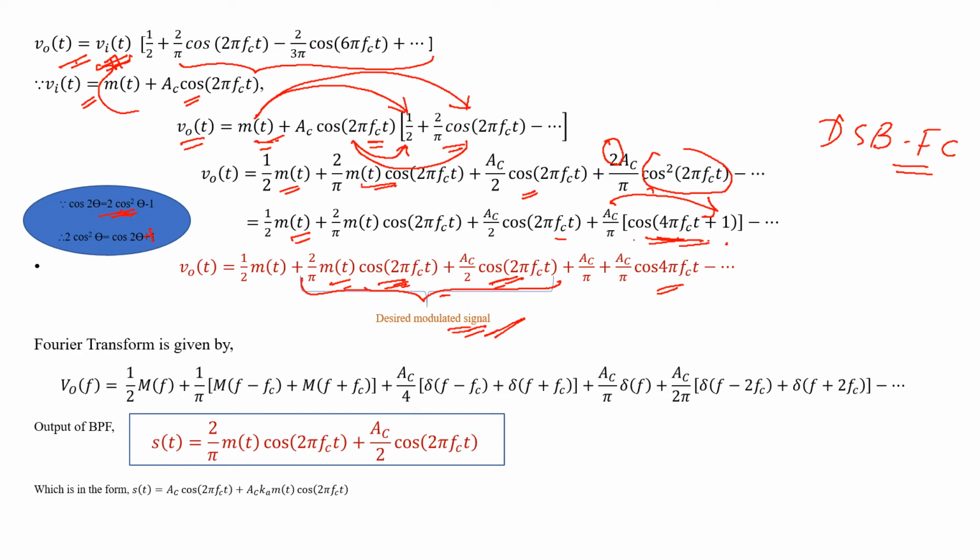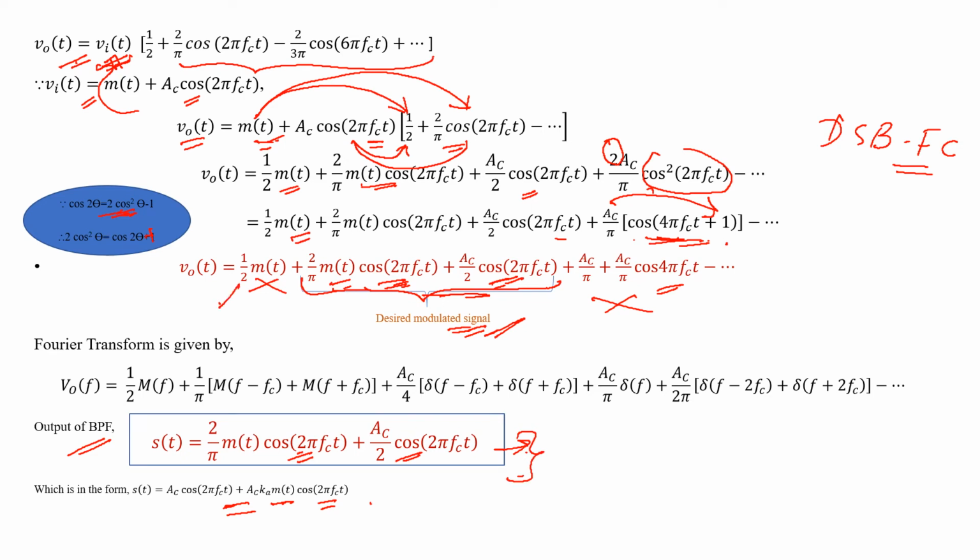So if I want to retain this signal and eliminate all other unwanted signals, I have to pass it through a band pass filter. So the output of the band pass filter will be equal to 2 by pi into m of t into cos 2 pi fct and AC by 2 into cos 2 pi fct. So this is your overall output, which is looking the same as your general expression, that is AC into cos 2 pi fct plus AC into Ka into m of t into cos 2 pi fct, except for the scaling factors. So this is going to be your output equation.